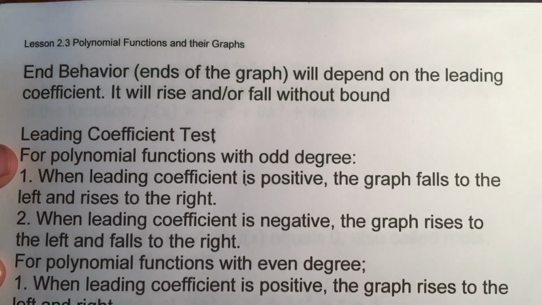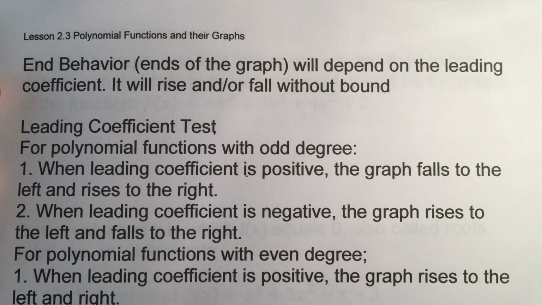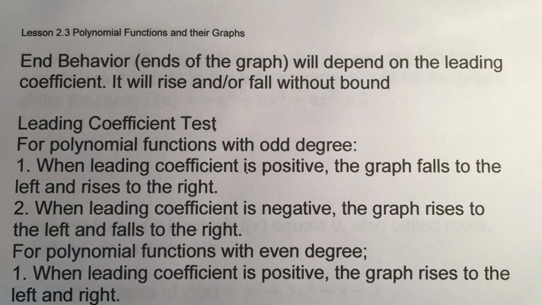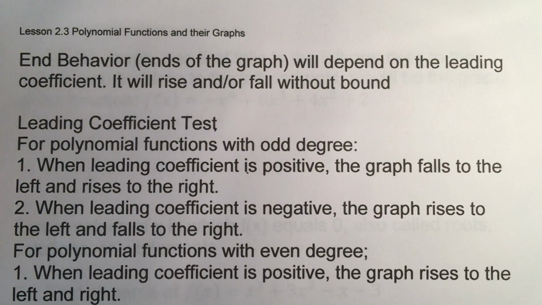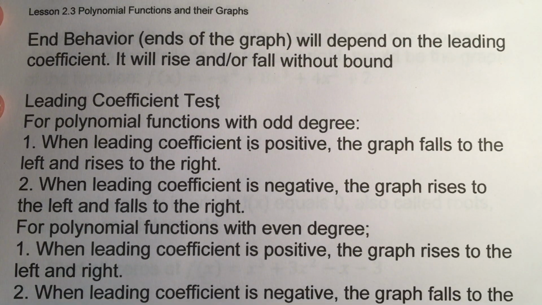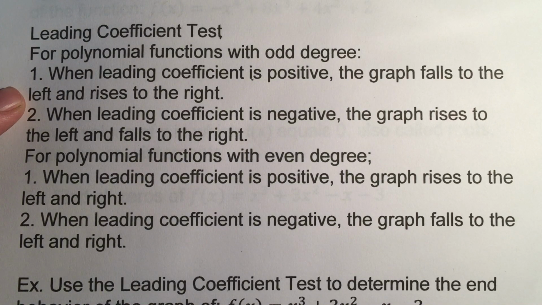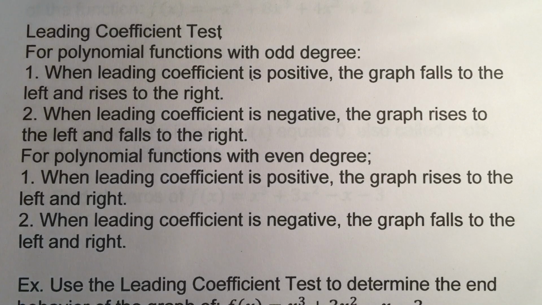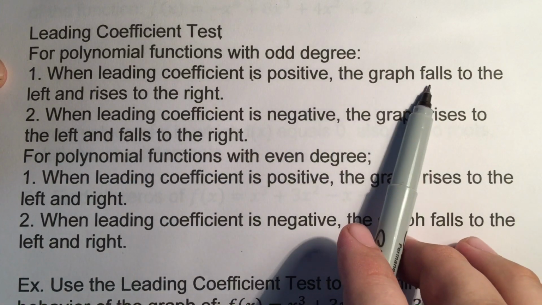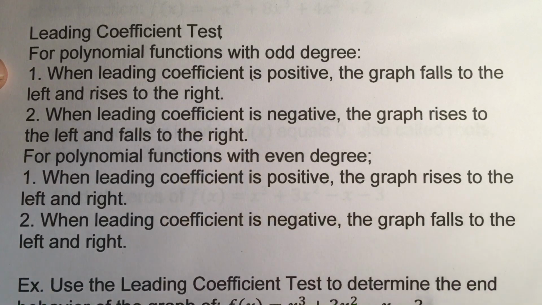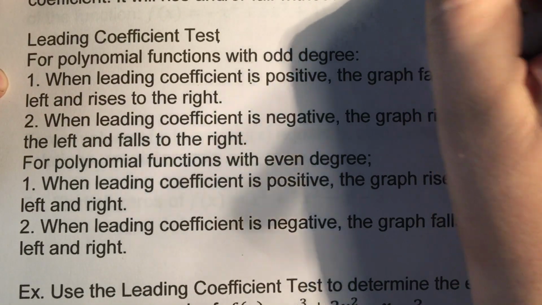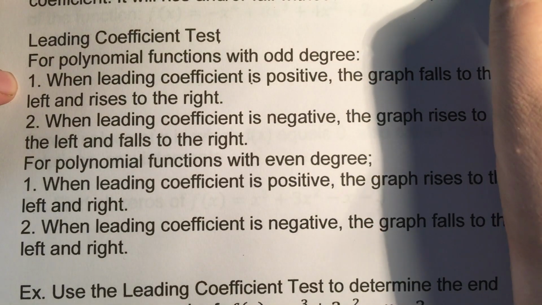Where that leading coefficient comes into play is the end behavior. The ends of our graph, whether they're going up to infinity, down to infinity, or going towards a number, will all be determined by the leading coefficient, the leading coefficient test. When it's positive, we're going to have 4 things going on here. We're looking at the number in front and the biggest exponent. If it's an odd degree and the leading coefficient is positive, it's going to fall to the left, rise to the right. So think odd, positive, the ends are going to do something like this.